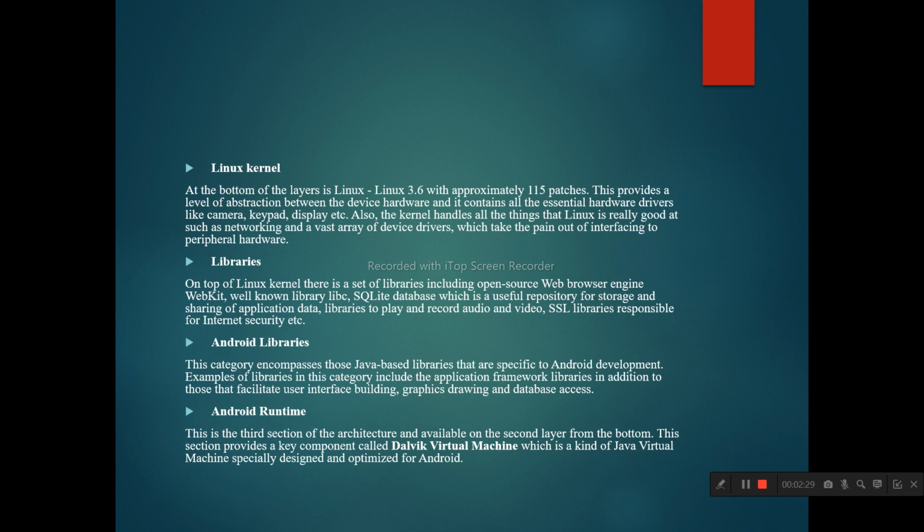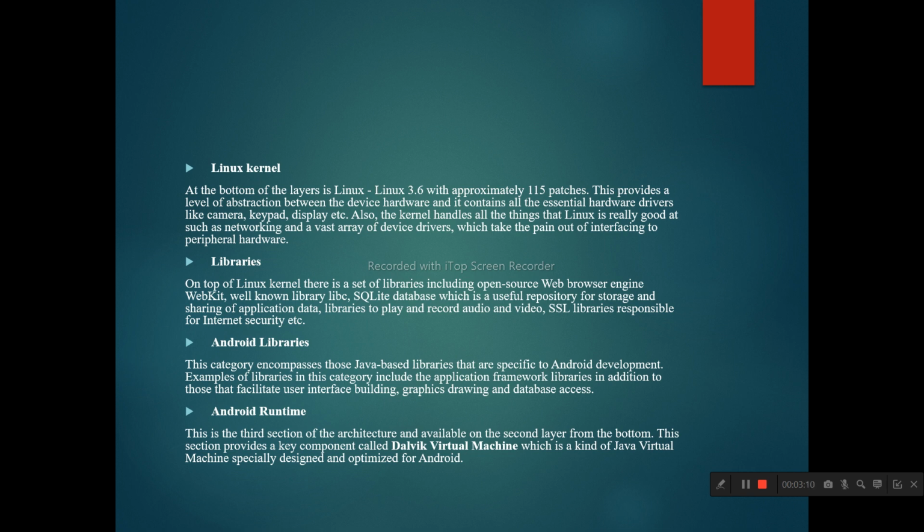On top of the Linux kernel, there is a set of libraries including WebKit, OpenGL, SQLite, FreeType, media, and SSL. SSL stands for Secure Socket Layer. The WebKit layer is also responsible for supporting OpenGL for graphics. SQLite is for the database, FreeType for fonts, and media supports displaying audio and video formats. SSL stands for internet security, and the library is used for runtime libraries.